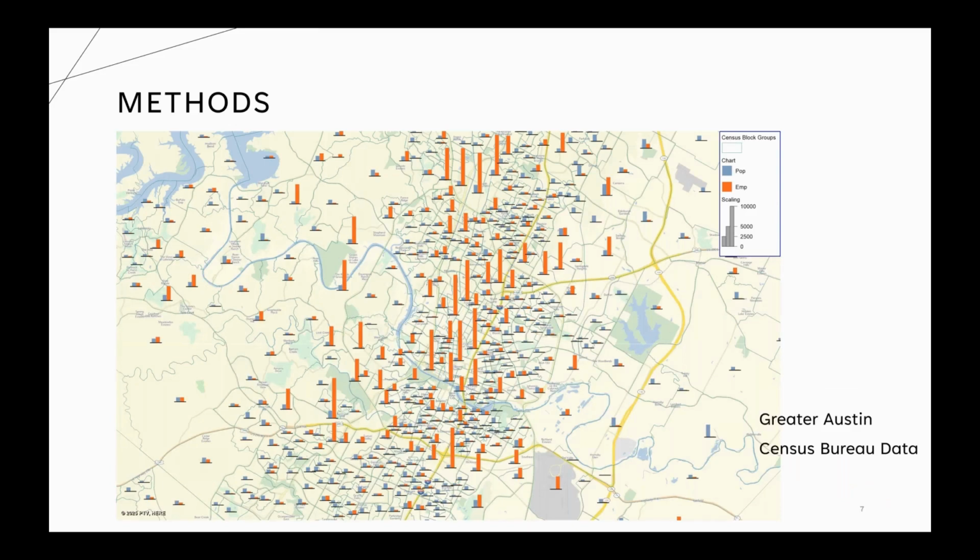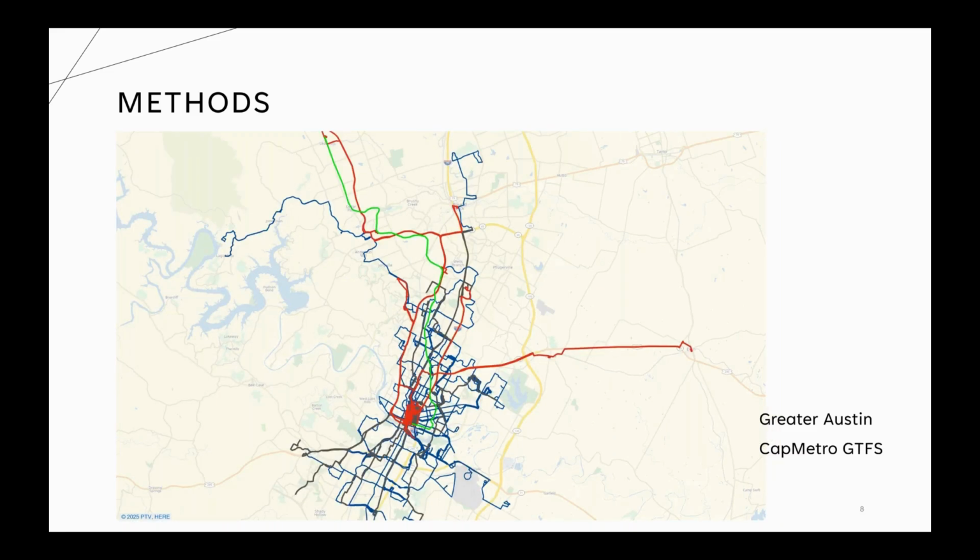So before I explain how we can present the results of accessibility, I have to mention that for this study, I have studied the Greater Austin area. I have used Census Bureau data of jobs and population in each census block group, and the GTFS file of Cap Metro, that is the transit service provider of the Austin area.